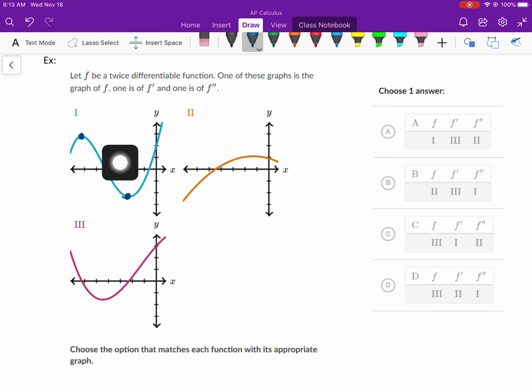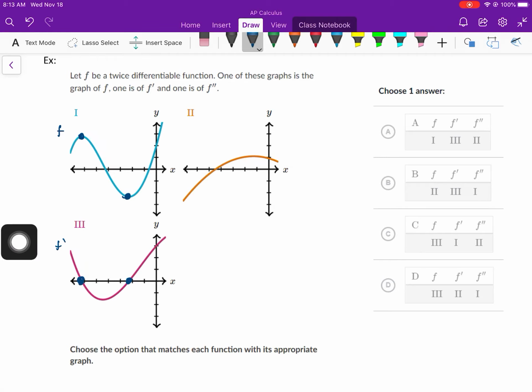So we should see the first derivative go from positive to negative, right? Because increasing and decreasing. And that happens right here. And then from negative to positive, right in between the -2 and -3. So right there, right in between -2 and -3 goes from negative to positive. So it looks like this is F and this is F prime.